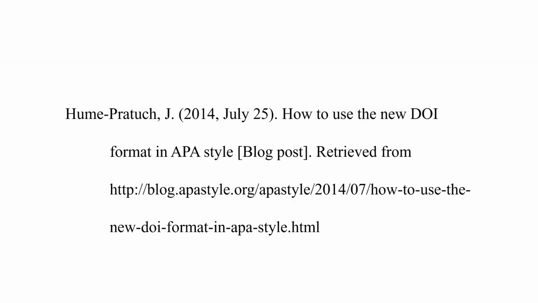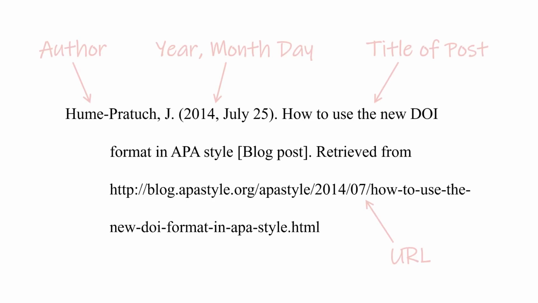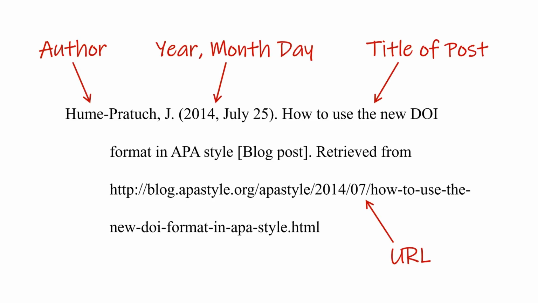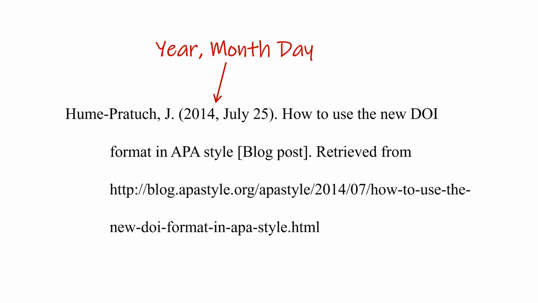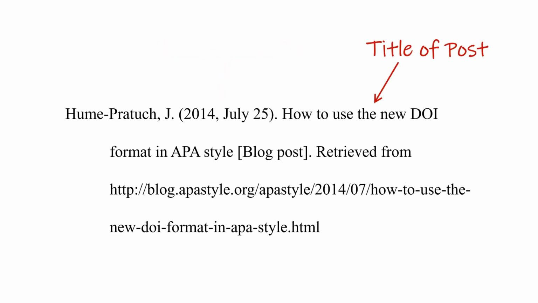Here's the reference for a post from the APA Style blog. And here are its elements. Notice that when providing the publication date, you should provide the year, month, and day. This makes sense because a lot of bloggers post every day. Notice that the reference provides the title of a specific post that has been made at the blog, not necessarily the name of the blog itself.